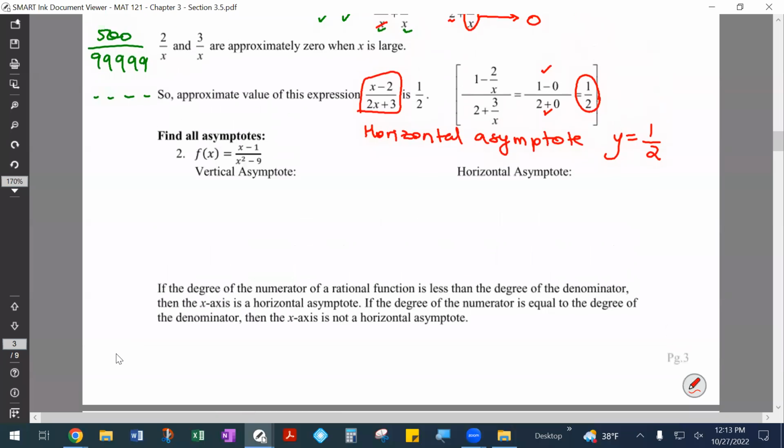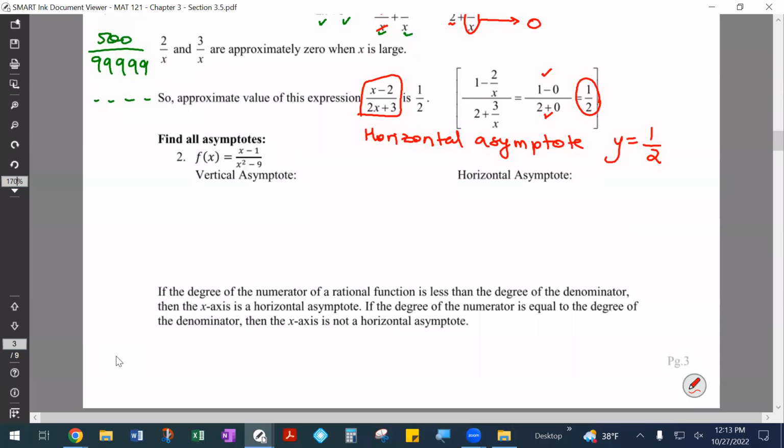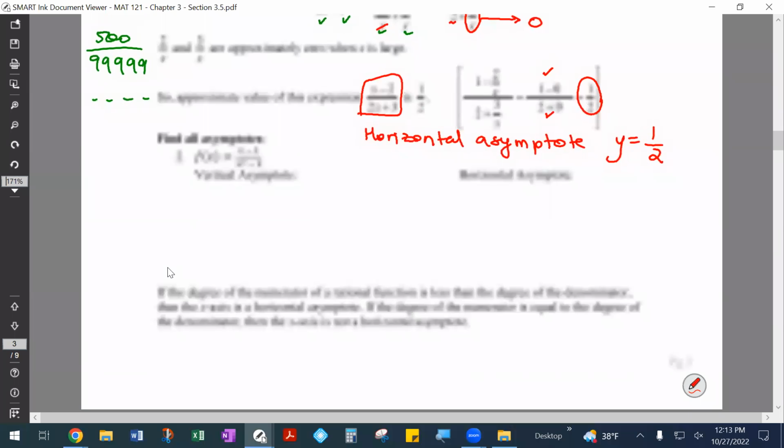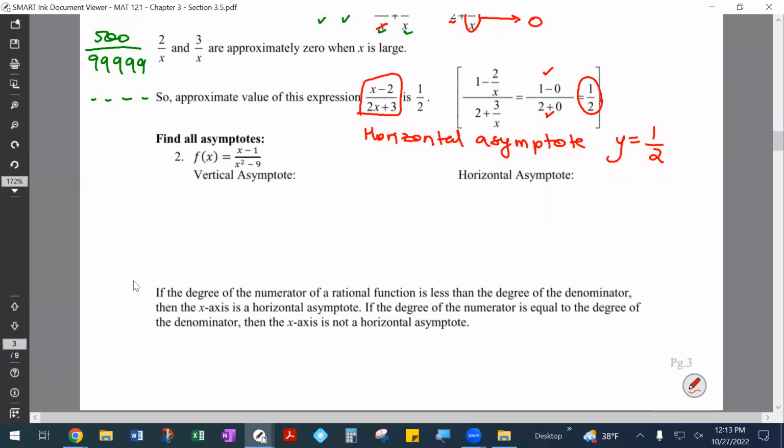How do you know if it's a horizontal or a vertical? Because the vertical only comes from looking at the denominator. For the horizontal, you have to look at the entire expression. The vertical is the one we did earlier, where we set the denominator equal to 0. This came out as ±3, so our vertical asymptotes were at x equals 3 and x equals -3. So only the denominator when you are working with vertical asymptotes.